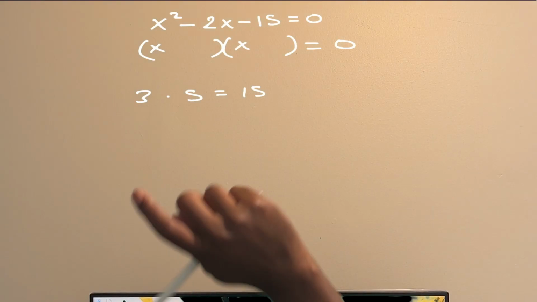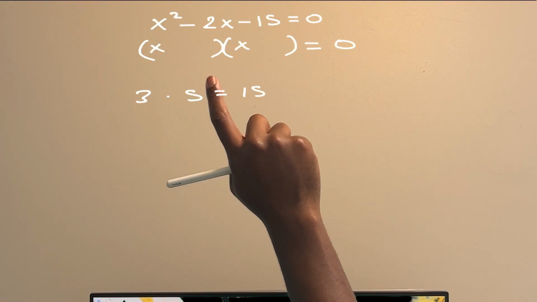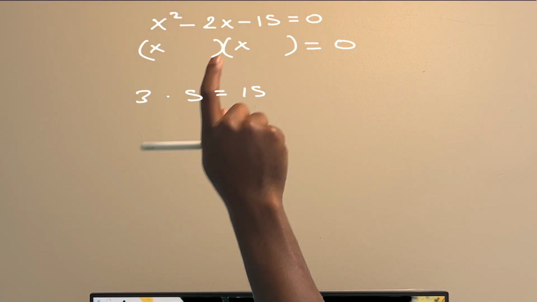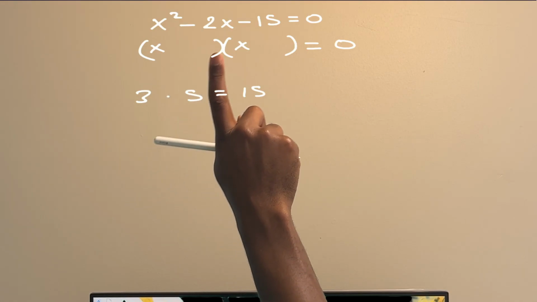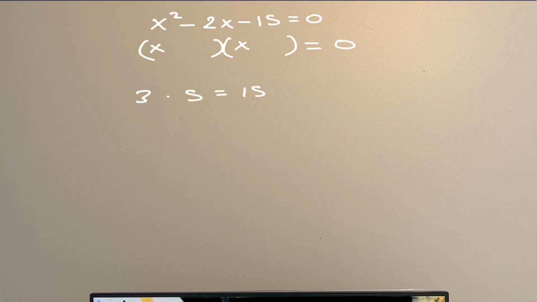So now when we add it, how can we get negative 2? So we can add 3 plus negative 5 to get our negative 2. So that means our 5 is negative. So that means we're going to have a negative 5 and a positive 3. So that's going to be 3 times negative 5 is equal to negative 15. 3 plus negative 5 is equal to negative 2.